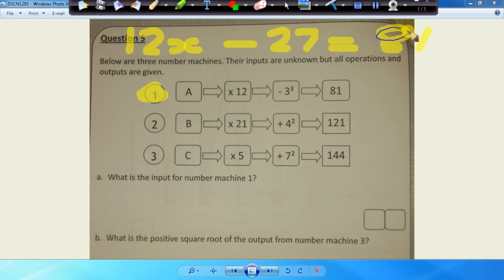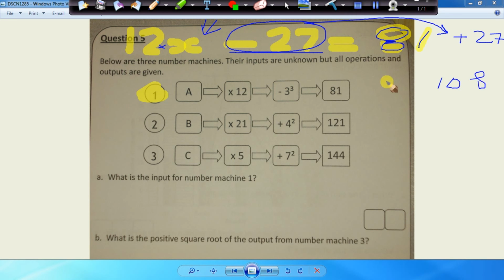So we have 81 over here. Now you've got to work out the value of x. You've got times by 12 as the first action, minus 27 as the second action. Which action do we move first? The second action. We grab the minus 27. If we take it to the other side, as we've been doing in your lesson, the opposite of minus 27 is add 27. So 81 add 27 will give us an answer of?